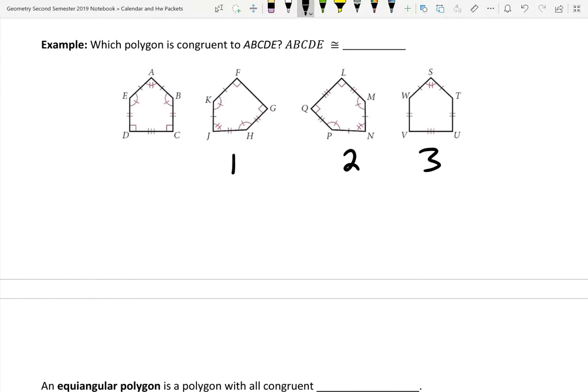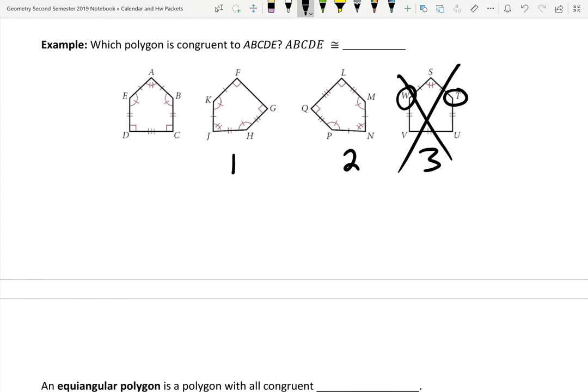Let's start with the angles. Angle A looks like it's marked congruent to J, check, N, check, and S, so check. Let's go on to B. So B looks like it would correspond to K, and then it would correspond to P, and W and T, while they look congruent, they are not marked congruent, and so it is not going to be number 3. So we're down to 1 and 2.